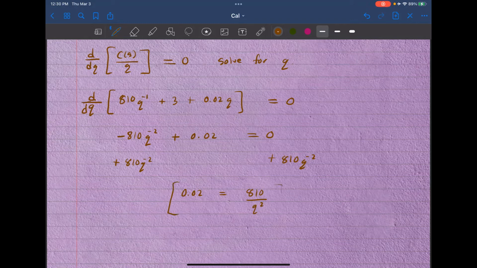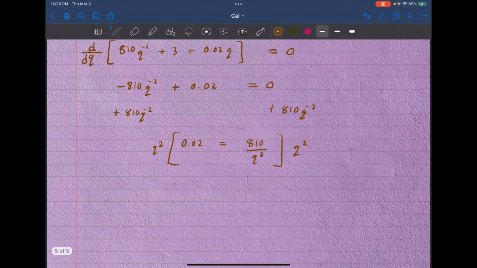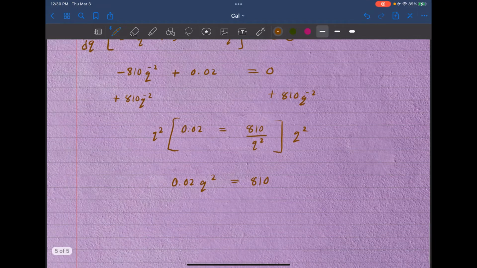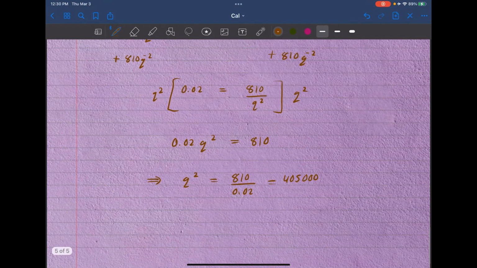And then we multiply both sides by Q squared, assuming Q is not 0, to cancel Q from the bottom. And that gives us 0.02 Q squared is equal to 810. And then we simply divide both sides by 0.02. That gives us Q squared is equal to 810 divided by 0.02, that's about 405,000. And then take the square root on both sides.